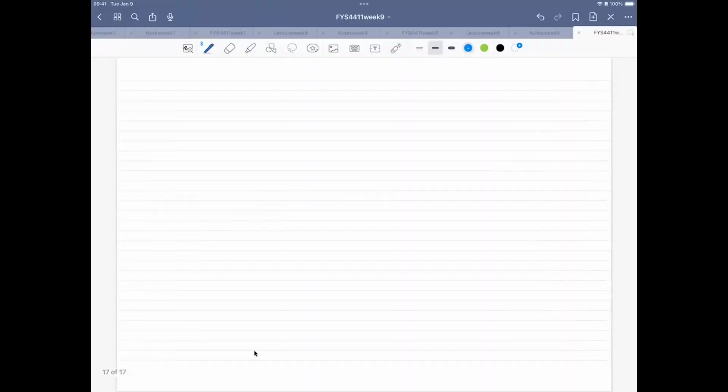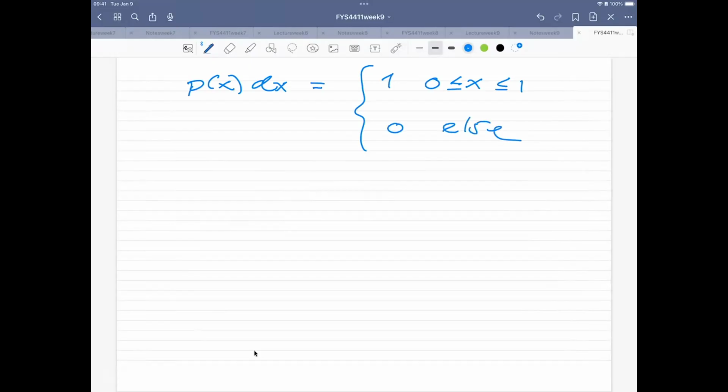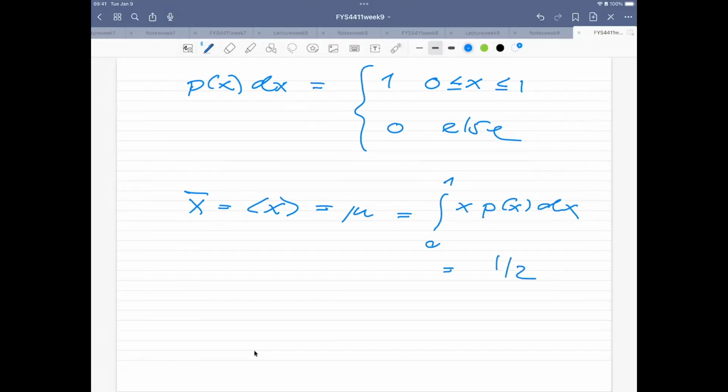So this is a small digression. If you think of the uniform distribution, that is P(x) dx, which is equal to 1 when you have x between 0 and 1, and 0 else. So if I calculate then the expectation value of x, which we also wrote like this, and we wrote as mu, this is the integral from 0 to 1 of x P(x) dx. And then you see that this is simply 1/2, pretty obvious.